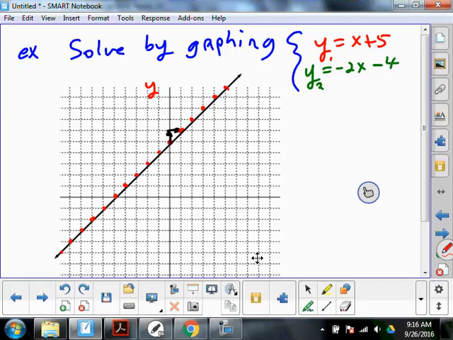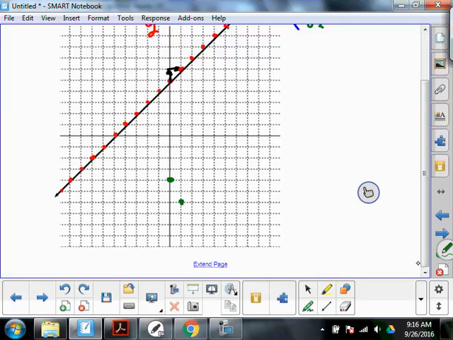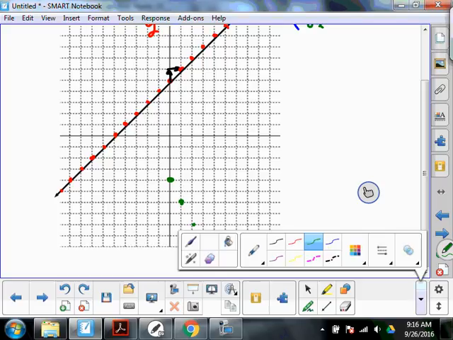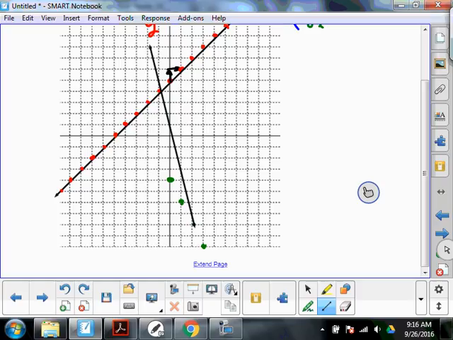Negative 4. 1, 2, 3, 4. So I start at negative 4, and then what? Rise over run. So I could go down 2 and over 1. Down 2 and over 1, down 2 and over 1. So I go ahead and sketch my line, and I'm a lousy line sketcher. Dude, that doesn't even hit any of the points. That's horrible. That's awful. Don't do that.